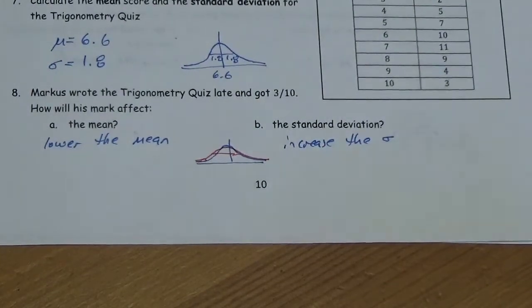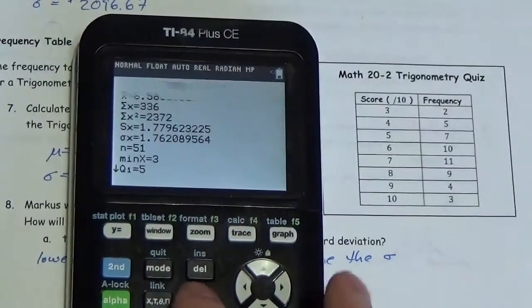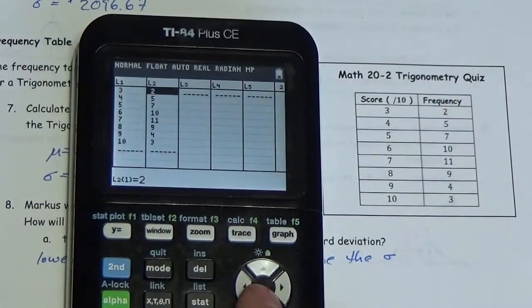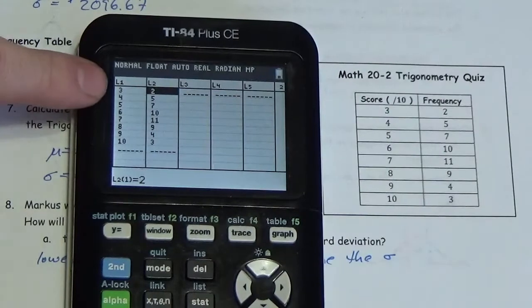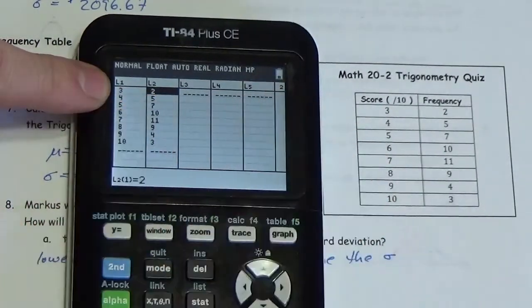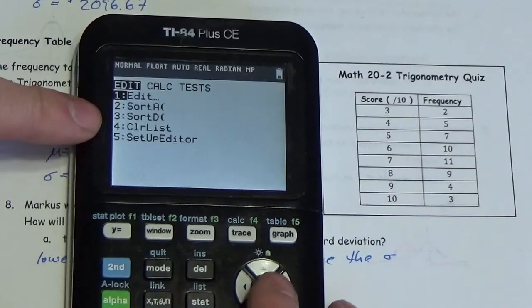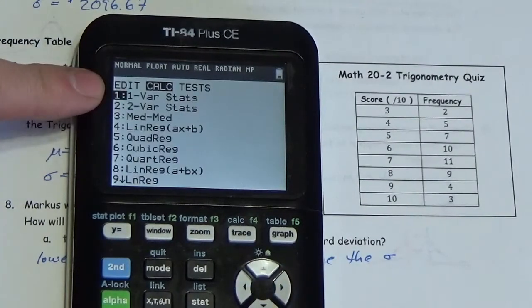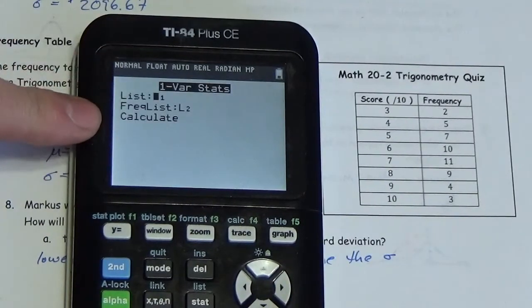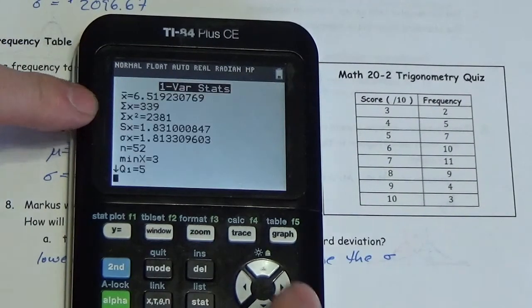Now, we can check that fairly easily if we go back into the data here: stat, edit. We're just saying that Marcus wrote late here. So the number of quizzes that had a mark of 3 is going to go up by 1. We're going to change that 2 to a 3. Now I'm going to quit and do the same calculation again. One variable statistics, and it's already set up to do that calculation on list 1 using list 2 as the frequency.